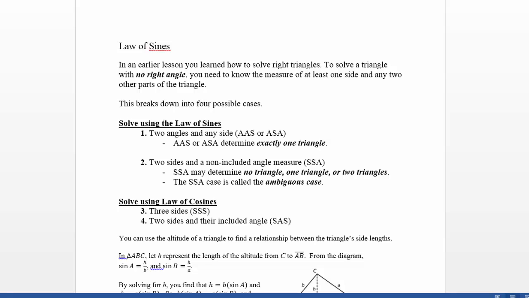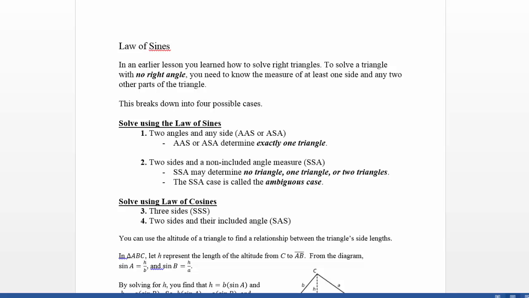Now we're going to move into the part of trigonometry where we are not necessarily guaranteed to have a right triangle. So our first couple lessons dealt entirely with right triangle trigonometry. Now we're not going to have a right angle, so this is going to require us to learn a couple more laws or properties here to help us solve any given triangle.